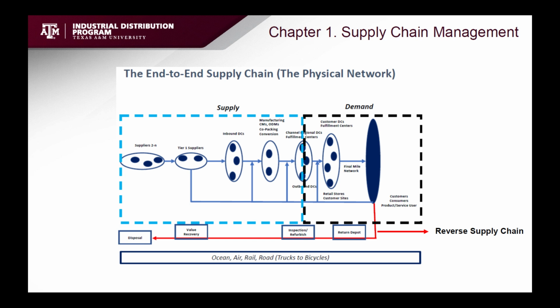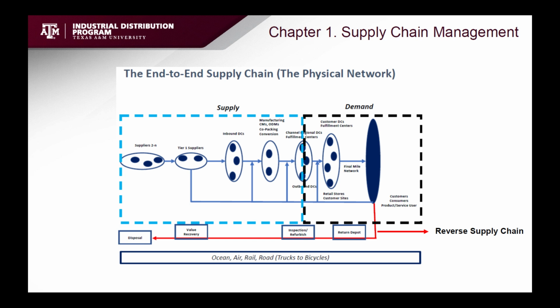But pay close attention to those red arrows at the bottom, all right? That's the reverse supply chain. Products flow back from customers to a return depot, to inspection or refurbishment, and then either to value recovery or to disposal. For example, recycling and returns will be in this category.